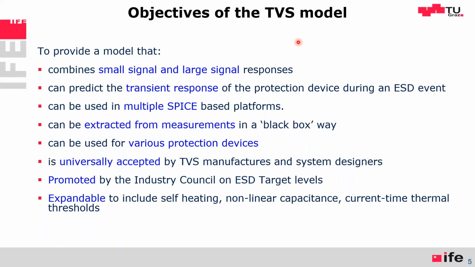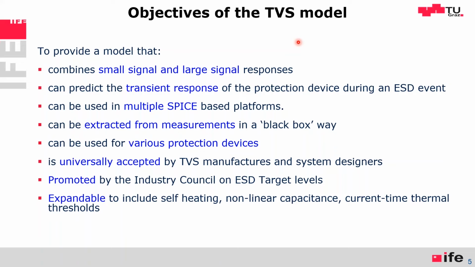Next, it has to be a transient model. So basically, the turn-on behavior has to be modeled. And there are multiple aspects which influence turn-on, like inductive effects, snapback delay, conductivity modulation. A couple of items cause a voltage overshoot at the beginning of a pulse due to the TVS.